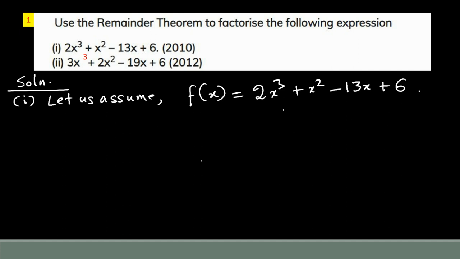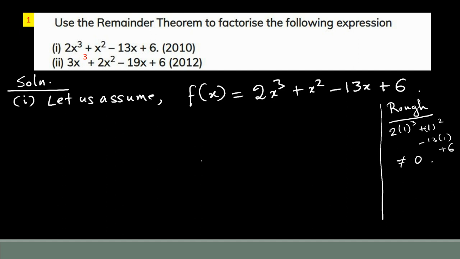When we have a cubic expression, the first factor you need to find on your own. How will you find it? First, in your mind there is a rough space, right? You have a rough space like this in your exam sheet. See, if you put x equals 1, what will be the value of f of 1? It will be 2 times 1 cube plus 1 square minus 13 times 1 plus 6. This is 2 plus 1, 3 plus 6 is 9, minus 13. So it is not equal to 0.